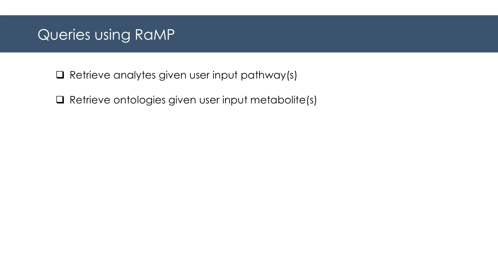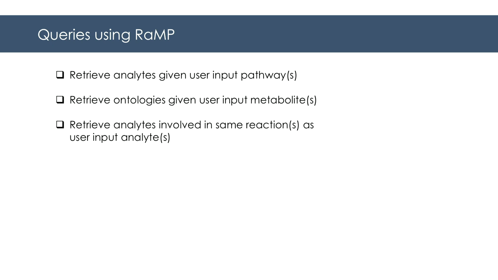Is it in breast milk? Is it in urine? Is it in blood? Is it endogenous to humans, or is it something exogenous? Where in the cell is it found? What type of tissues is it found in? These are the ontologies for these metabolites.